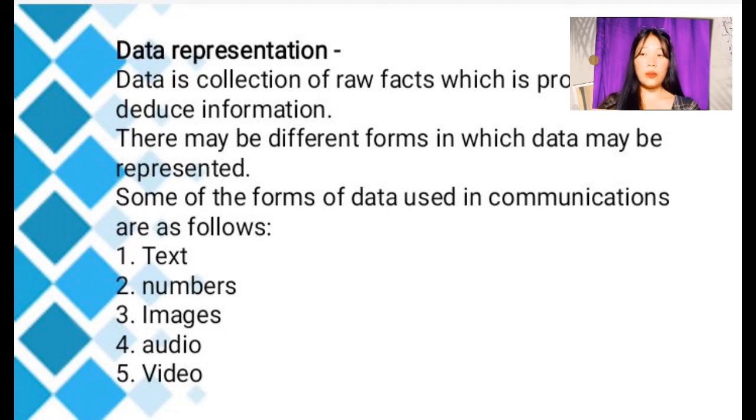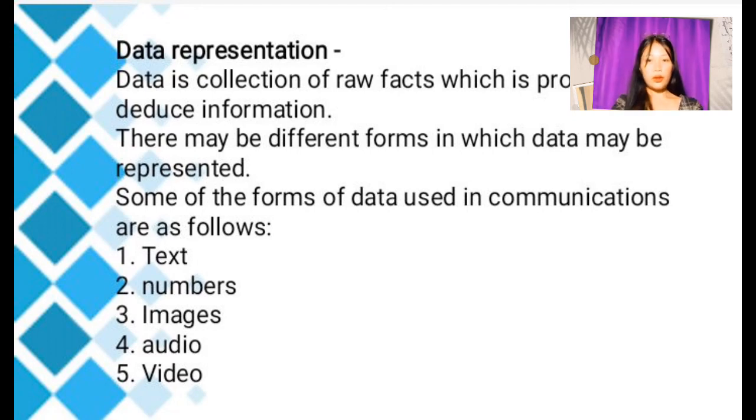Number 3, image. An image is worth 1,000 words. It's a very famous saying, and computer images are digitally stored. A pixel is the smallest element of an image. To put it in simple terms, a picture or image is a matrix of pixel elements.